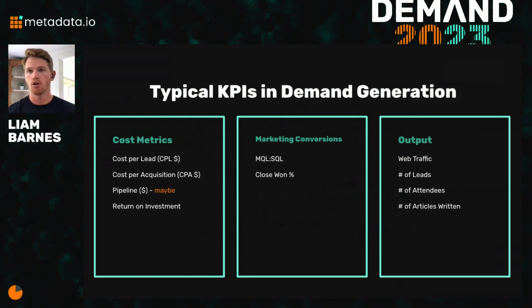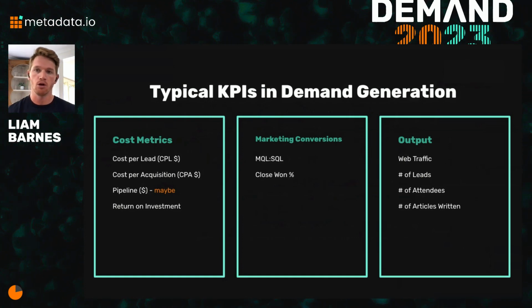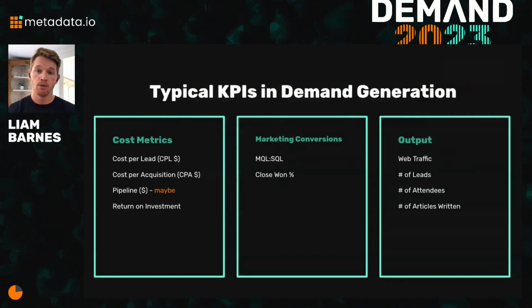Okay, and the last thing I'm going to call is output. So output is exactly what it sounds like, right? It's a total number of something, whether that's traffic, leads, attendees to an event or a webinar, how many blogs are written, etc. And many of you are probably asking, what is the problem with this?